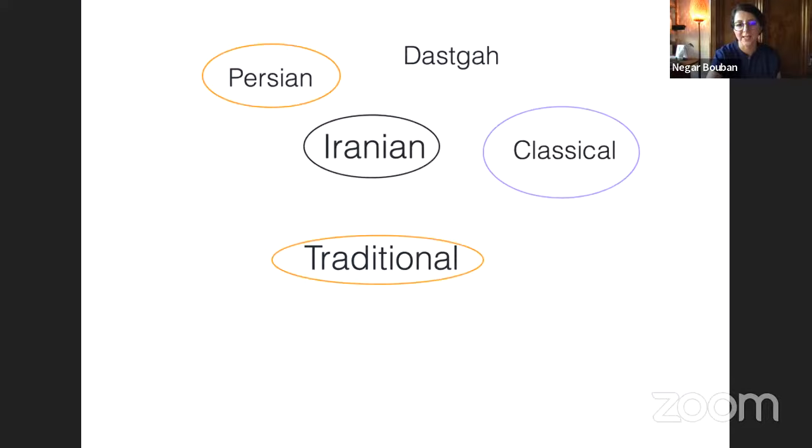So whenever you see Persian dastgah music, it's very likely that they are talking about the same thing as Persian traditional music or Persian classical music, but they are referring to it with the word dastgah, because you will see later that the main content or the core of the material in this music is what we call Dastgah.